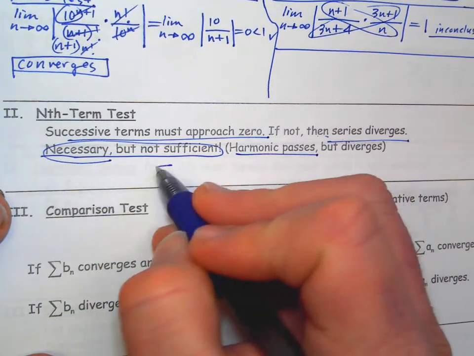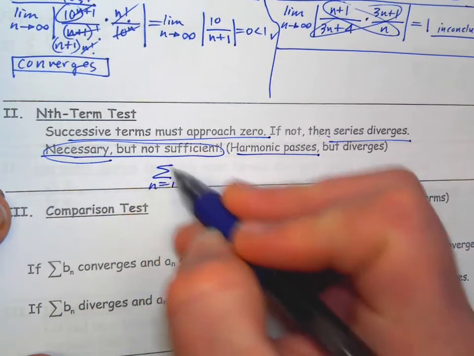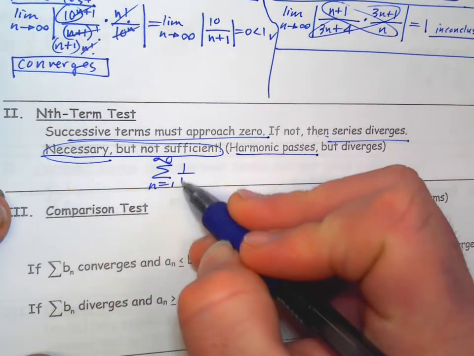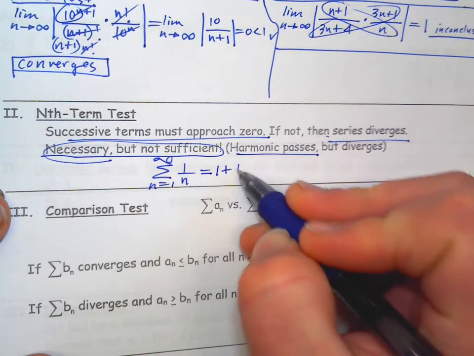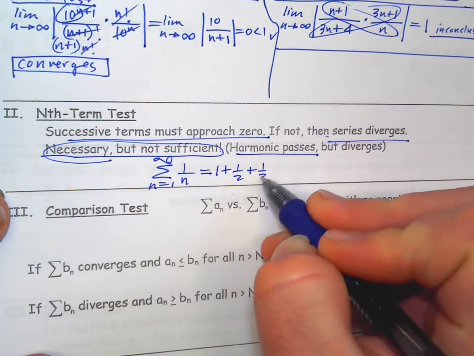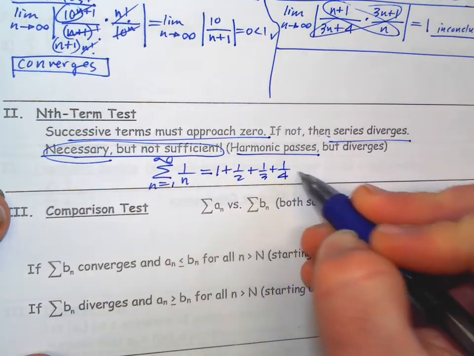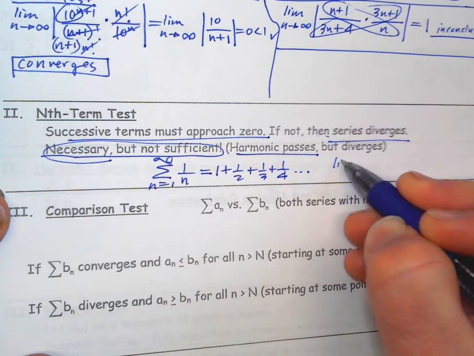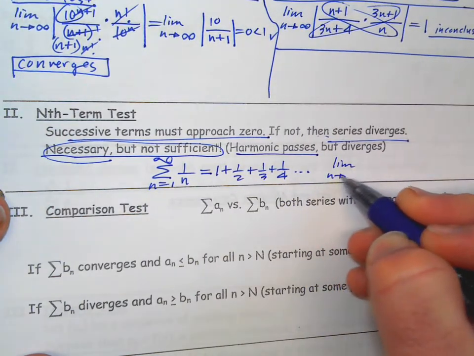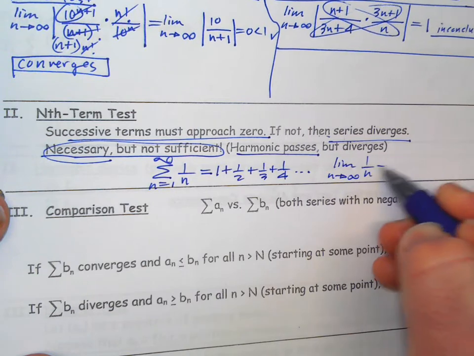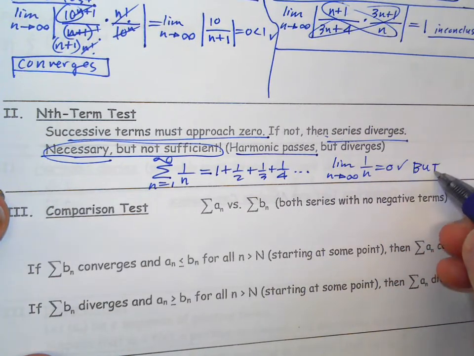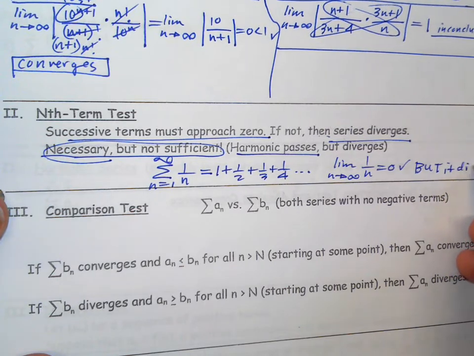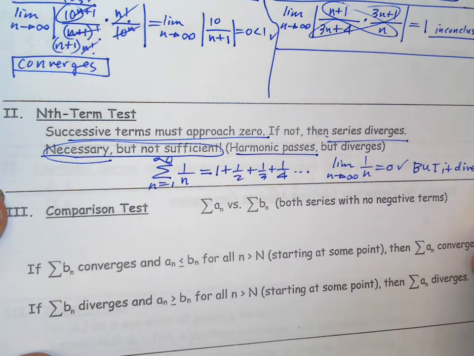A harmonic series, by the way, which is a very famous series that we're going to be seeing a lot of, is just 1 over n. So it's 1 plus 1/2 plus 1/3 plus 1/4. And if you take the limit as n goes to infinity of 1 over n, it equals 0. But it diverges. It's getting smaller. It's going to 0, but not fast enough.